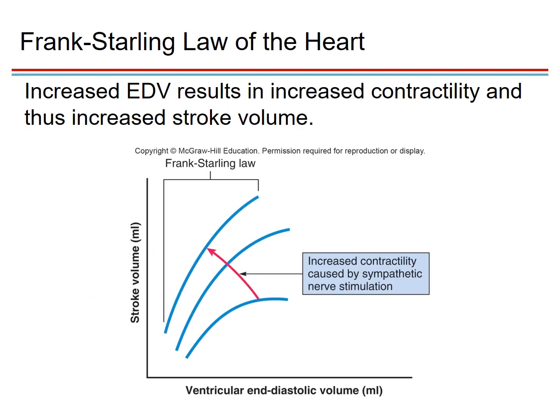So part of the intrinsic or built-in properties of the heart include the Frank-Starling Law of the heart. And so what we have is that an increased end diastolic volume is going to result in an increase in contractility and thus an increase in stroke volume.